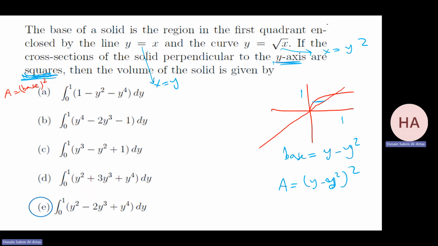I'm dealing with the square. Why am I going the other way? Okay. I don't have an outer radius or inner radius. So y minus y squared, squared. The volume from where to where? From 0 to 1 of this, which is y squared minus 2y cubed plus y to the power 4, dy, which is this.